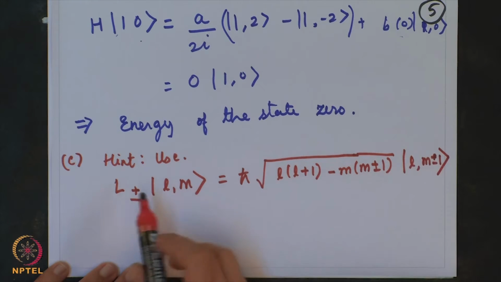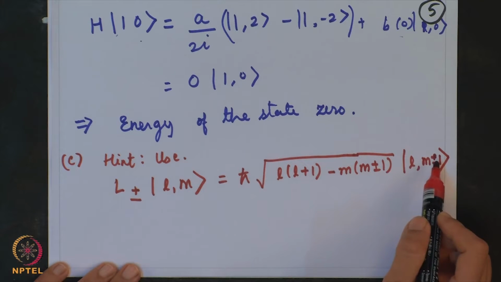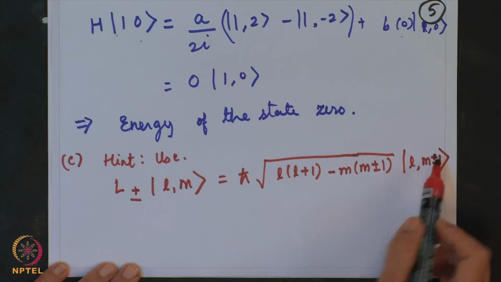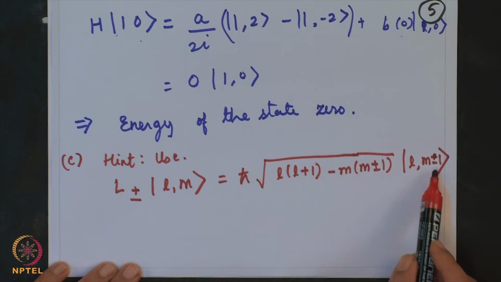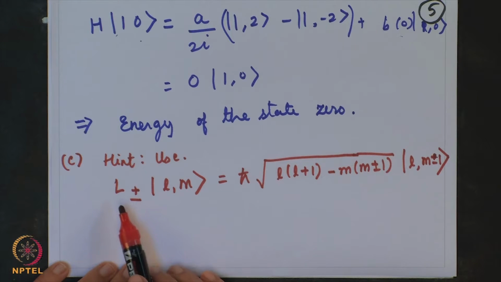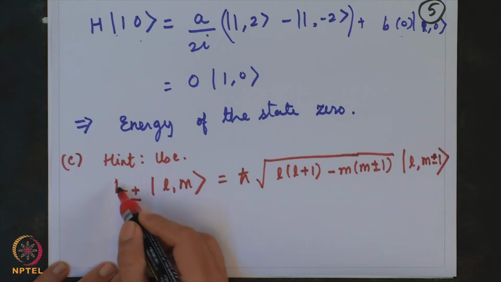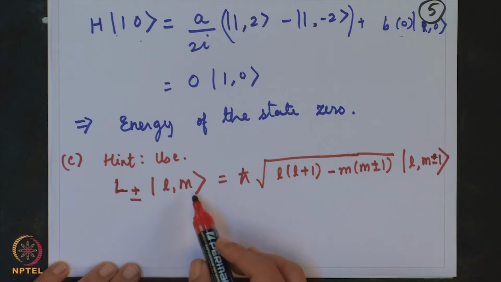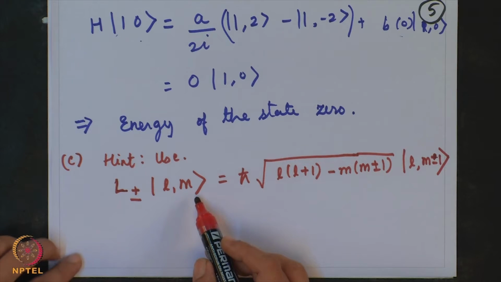Okay. So, L plus will raise the state M by plus 1 and L minus will lower it by minus 1. This is a compact form I have used to represent the ladder operator operating on the eigenvector, or the vector |L, M>.